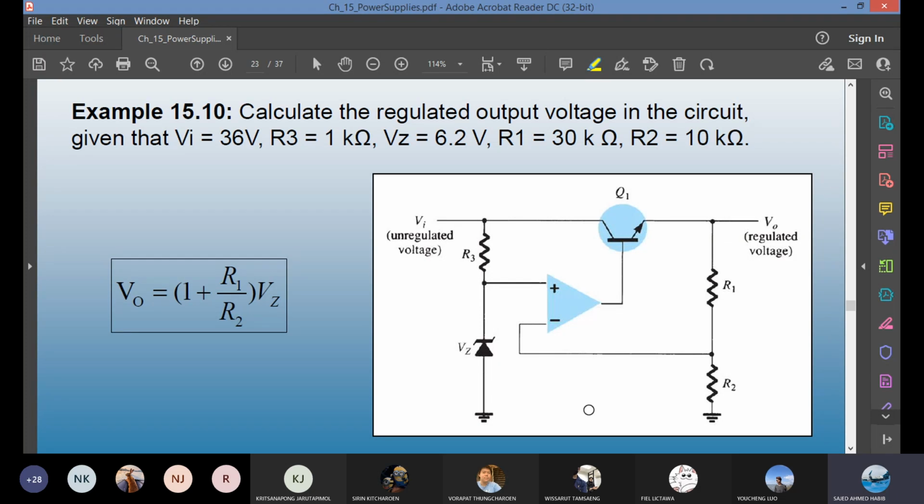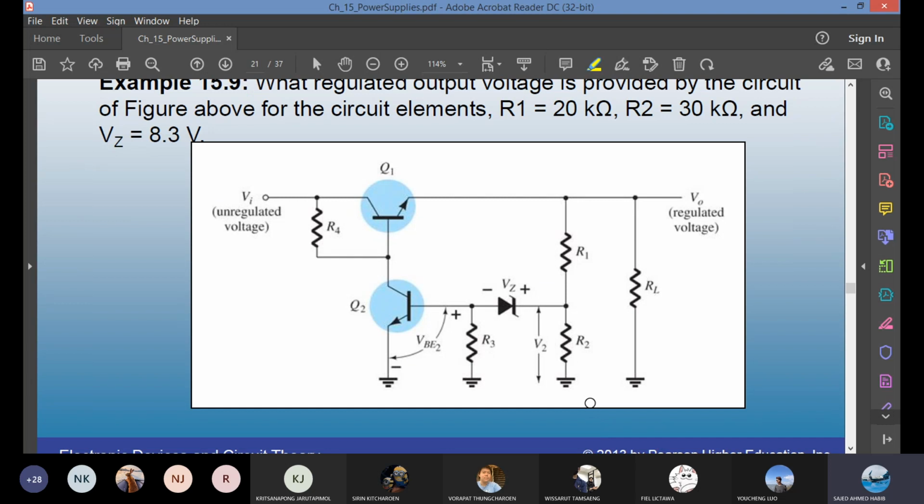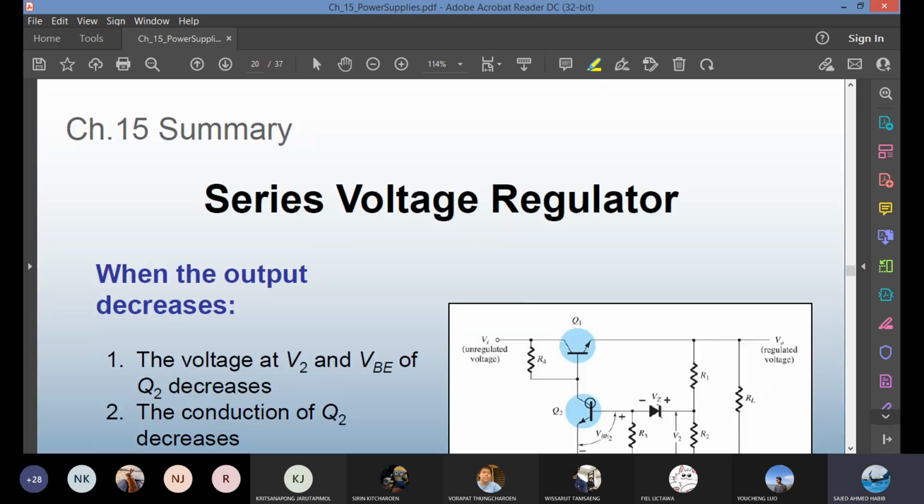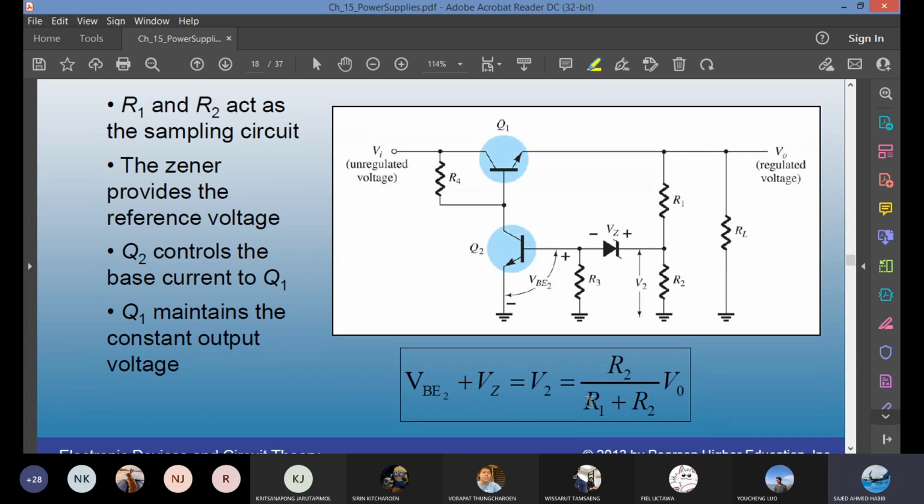You can actually, if you forget the formula, take V plus equals V minus. So you can say VZ equals Vout R2 divided by R1 plus R2. You can finally get this formula. And previously, I'm going back again. This formula is right here: V equals Vout R2 divided by R1 plus R2. V2 also equals VZ plus VBE2 from the bottom loop.